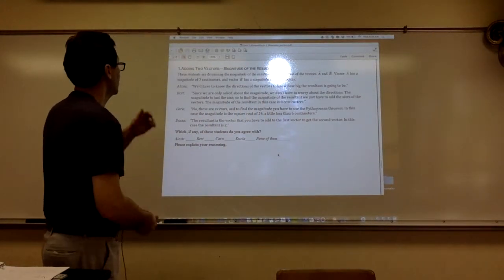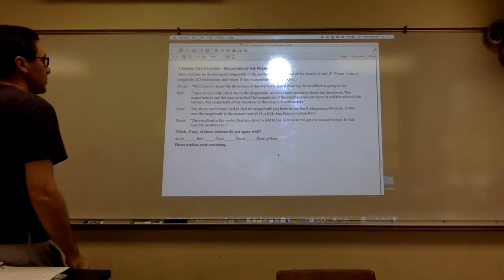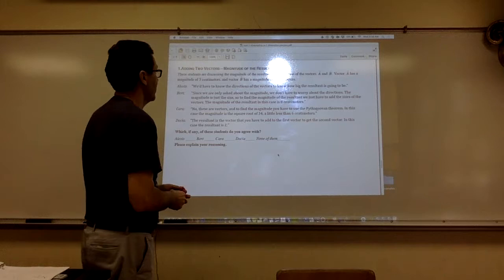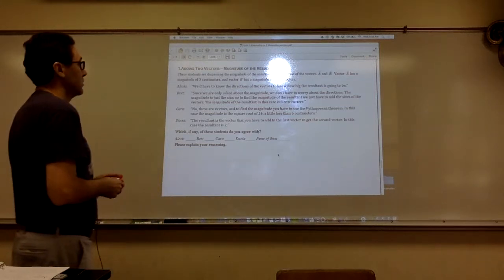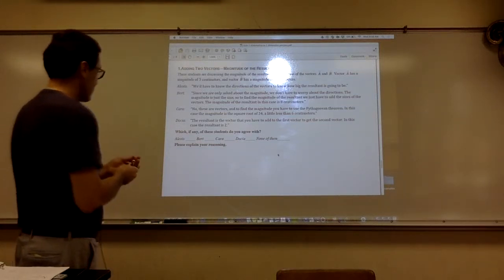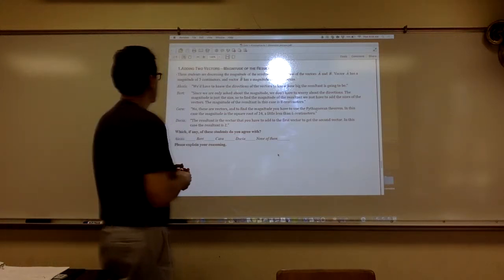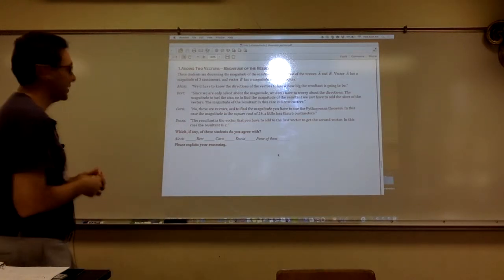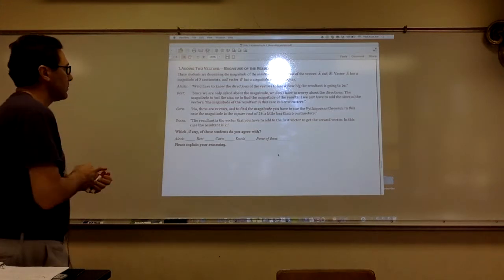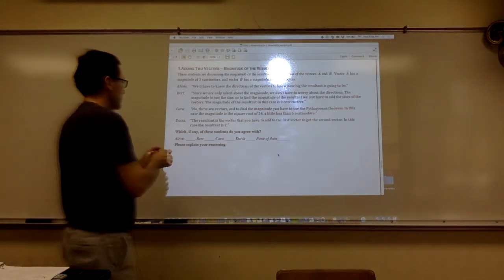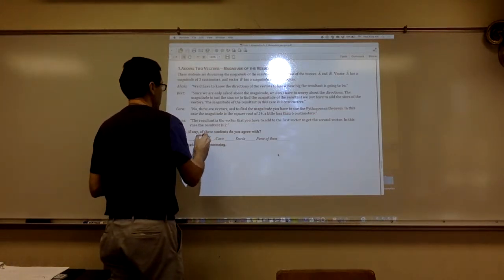All right, let's see which one of these people is right. We'd have to know the direction of the vectors to know how big the resultant is going to be. Okay? Where it says, since we are only asked about the magnitude, we don't have to worry about the direction. Well, in vectors, direction is extremely important, so that's wrong. Okay? This person is wrong.